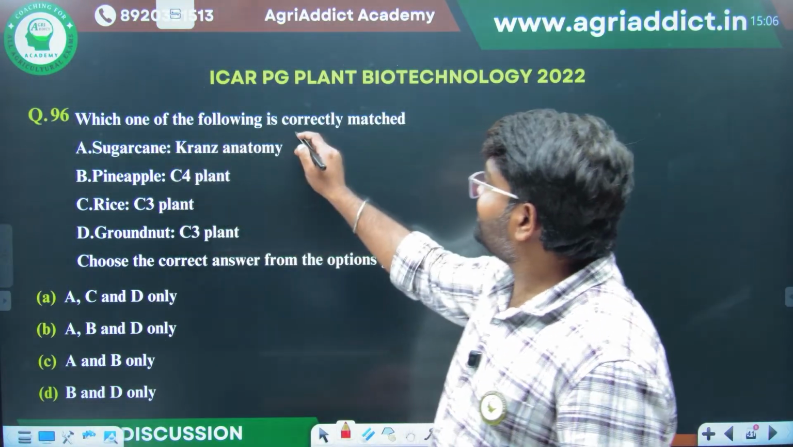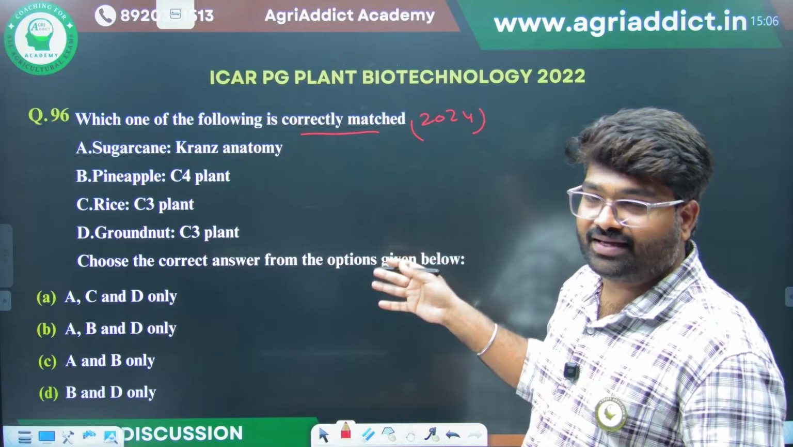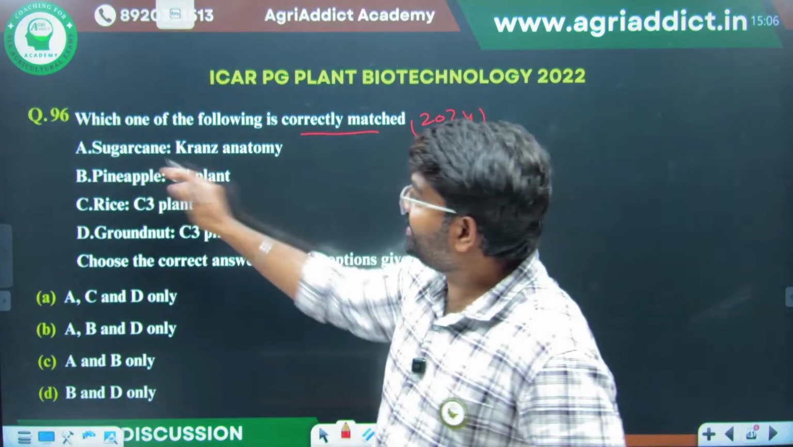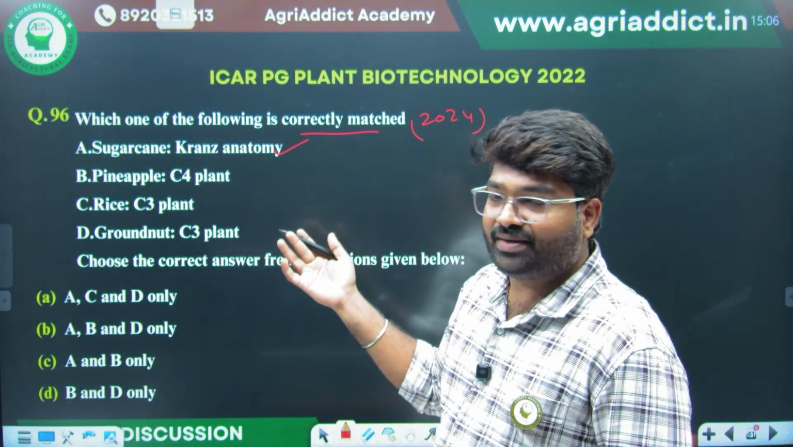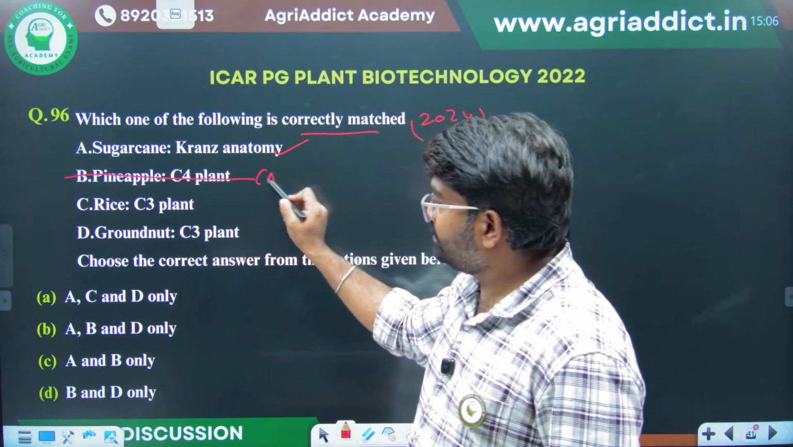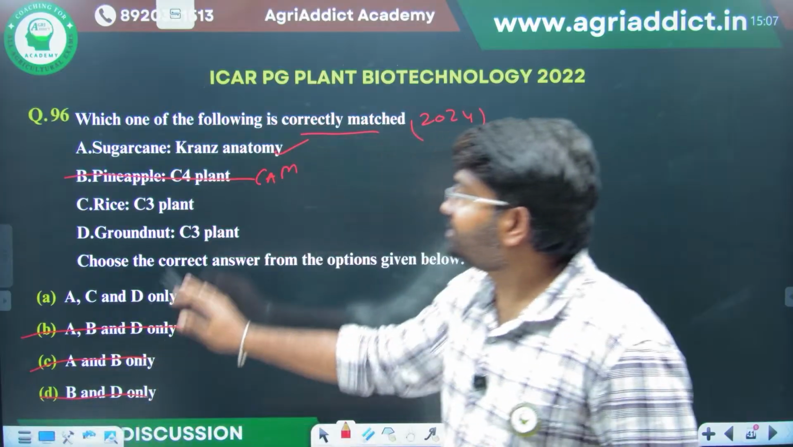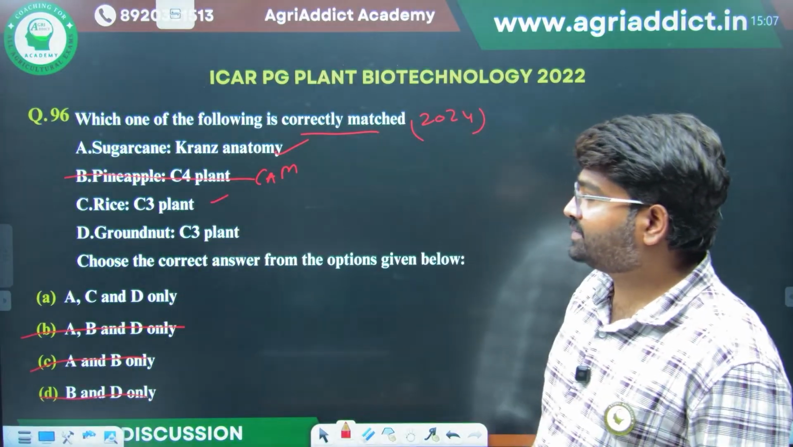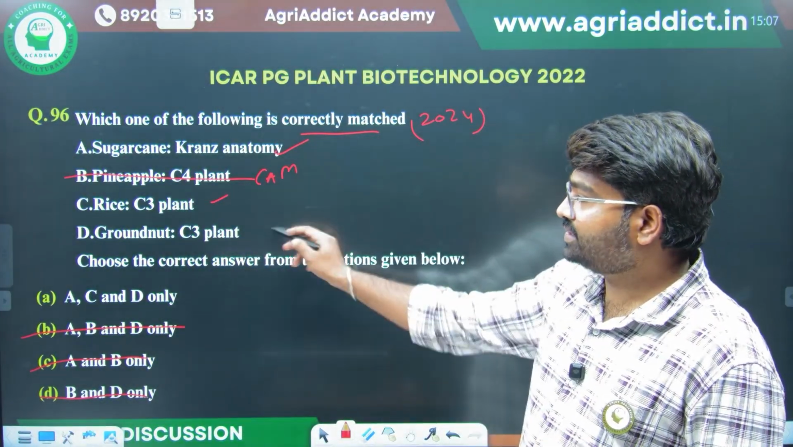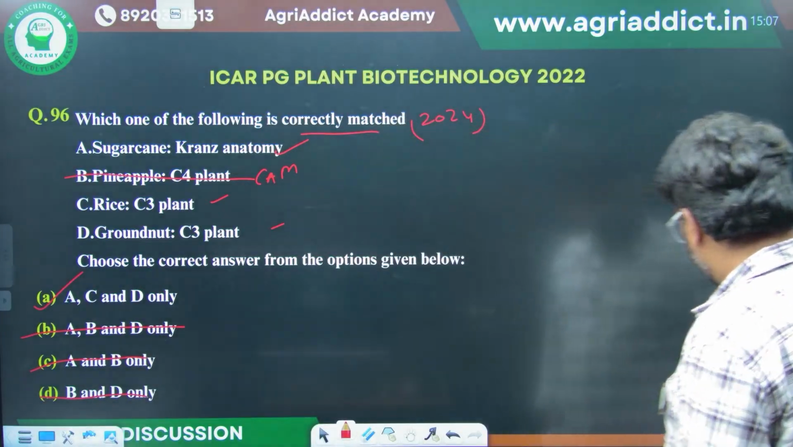Which of the following is correctly matched? This question was asked in 2024, the same question. This we can easily skip also. Sugarcane, yes, Kranz anatomy will be there. Pineapple is not a C4 plant, it's a CAM plant. So wherever B is coming, that will not be the answer. Yes, rice is a C3 plant. Groundnut, yes. So A, C and D will be the right answer.